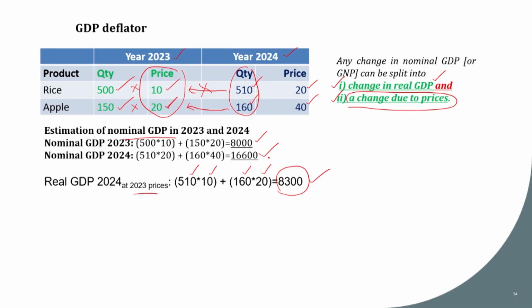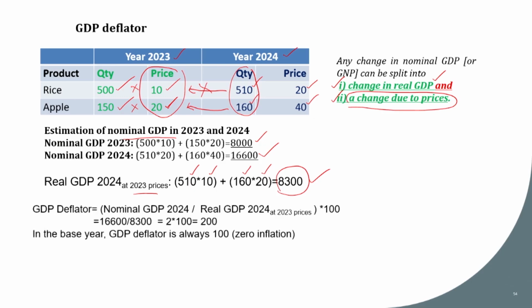16,600. Actually, the real GDP growth was only from 8,000 to 8,300. The remaining amount is just because of the increase in the price level, because we doubled the price level deliberately in this table. So calculating the GDP deflator, we do it this way: nominal GDP in 2024 divided by the real GDP of 2024 using 2023 prices, times 100. When you do this, you get 200. 200 is the GDP deflator.